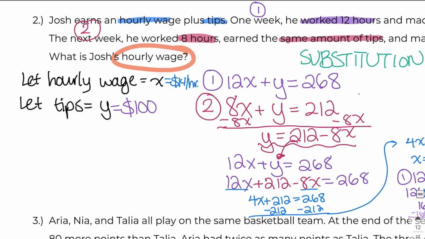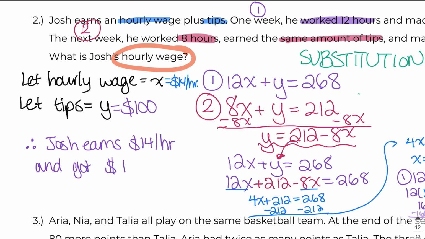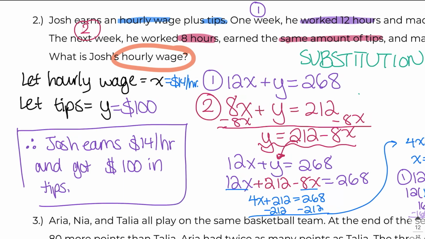So now we can just write our therefore statement. So therefore, Josh earns $14 per hour and got $100 in tips. And we are done with this question, okay?